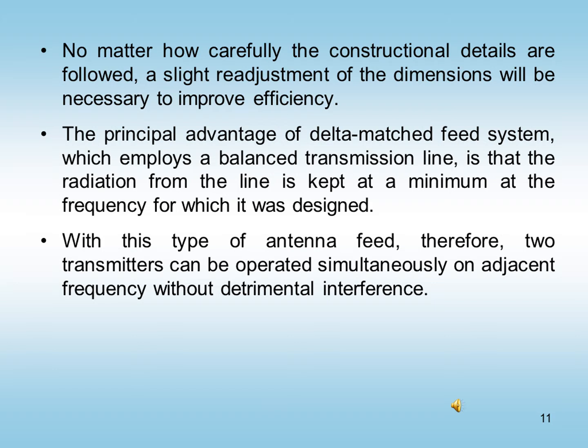The principal advantage of the data mesh feed system, which implies the balanced transmission line, is that the radiation from the line is kept at the minimum at the frequency for which it was designed. So the data mesh system also has a principal advantage. This also implies the balanced transmission line, so the radiation from the line can be kept at the minimum at the frequency for which it was designed.